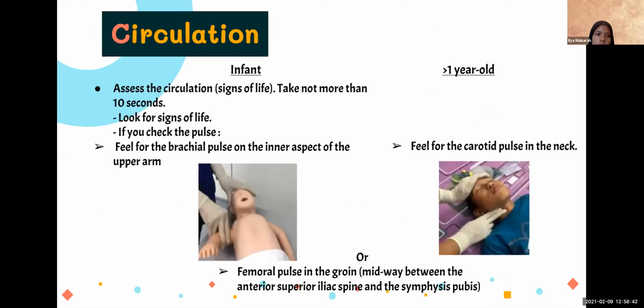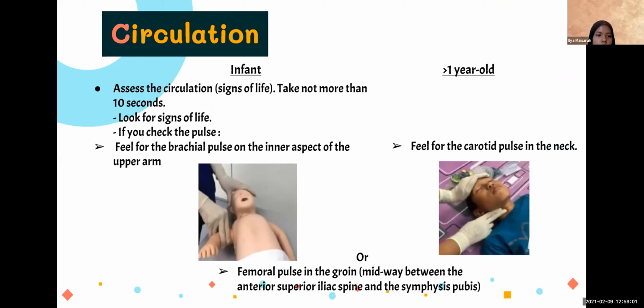Next, for the circulation, we need to assess the circulation as the signs of life, and this shouldn't take more than 10 seconds. For this, you can look for signs of life such as any movement, coughing, or normal breathing in the child, or you can check the pulse.